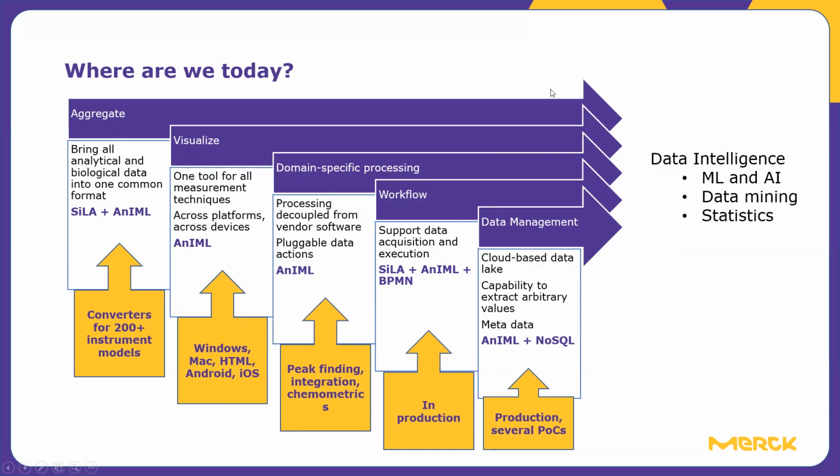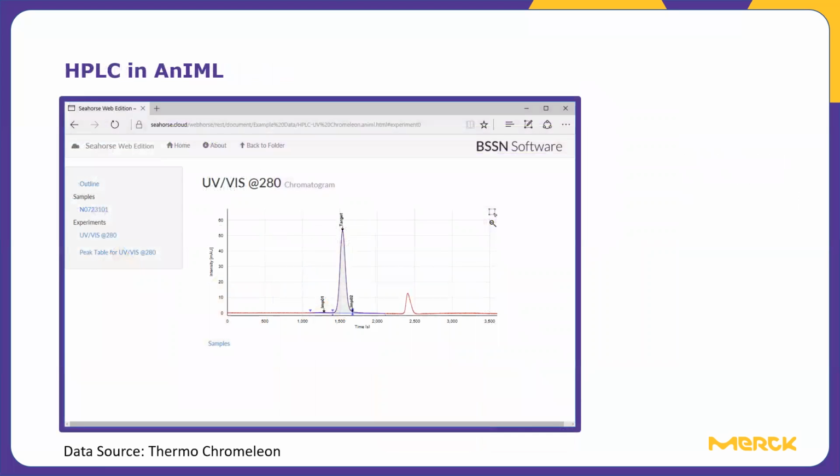Now, if I combine those 5 pillars, I can play the data intelligence endgame. I can feed those pieces of data into my machine learning and AI initiatives. I can build data mining on top of it. I can run statistics and visualization. So quite a holistic approach. And here are a couple of examples of what that can look like.